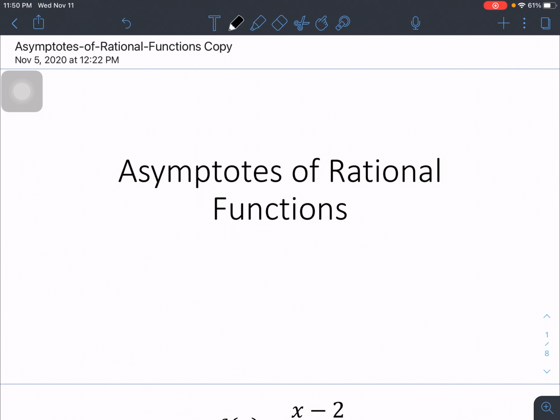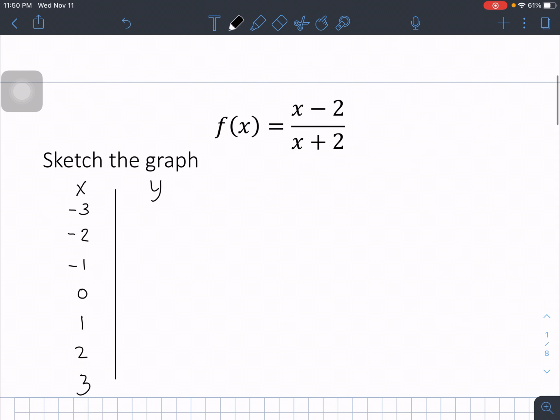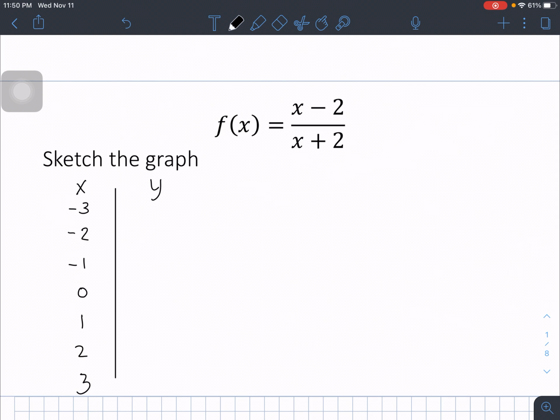Okay, good day. So we will be discussing asymptotes of rational functions. Okay, so let's have an example, a sample rational function: f of x is equal to (x minus 2) over (x plus 2). So we have here a table of values. A table of values will be useful for us to sketch a graph.